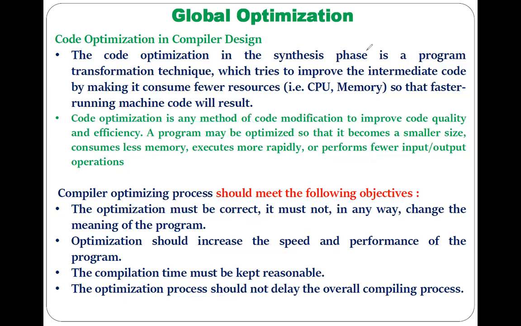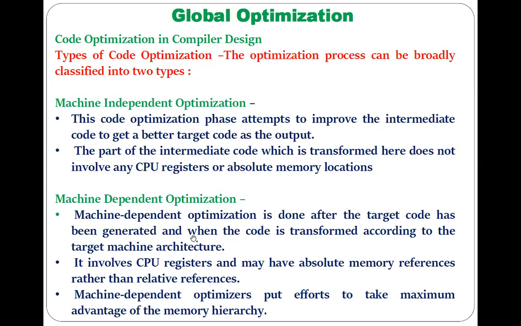And how we can perform the optimization through different techniques, that we have already discussed in some previous lectures. So optimization is nothing but rearrangement in the code, modification in the code without changing the meaning of the program. And we perform it so that our program can become memory efficient, as well as time efficient, and the program will get executed faster.